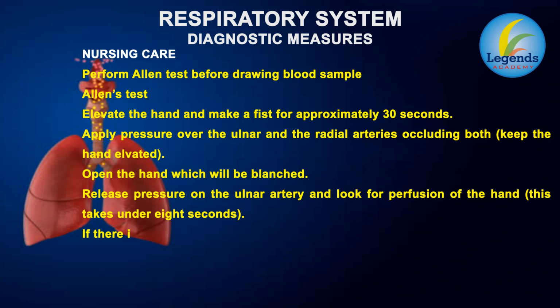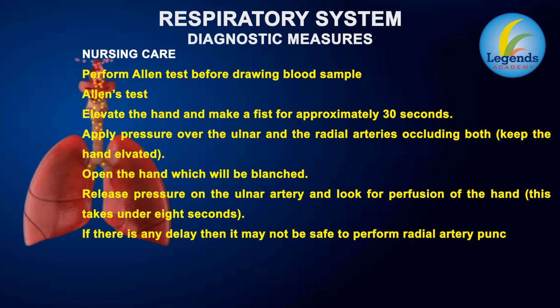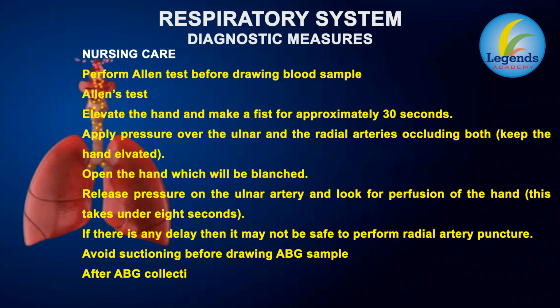So a positive Allen test means that the patient doesn't have an adequate dual blood supply to the hand, which could be a negative indication for this catheterization or any other procedure which could result in occlusion of the vessel. And after ABG collection, you have to apply pressure over the site for 10 minutes.